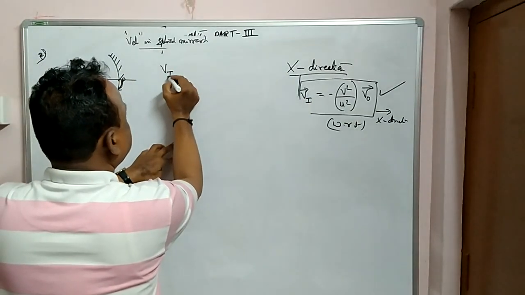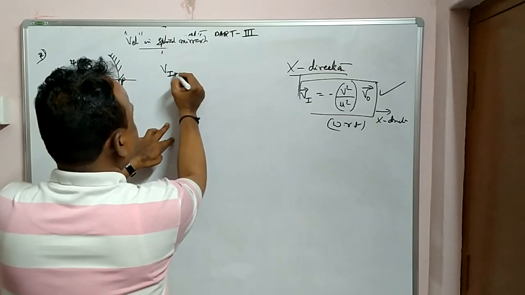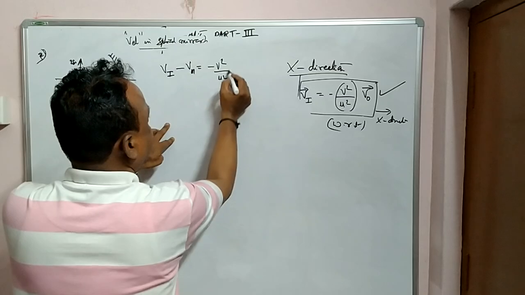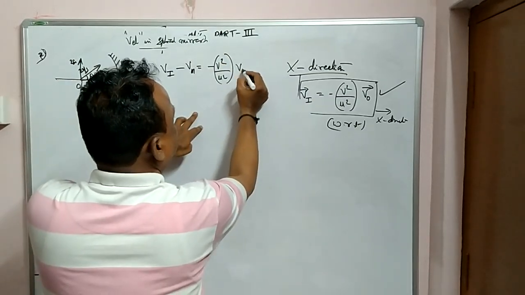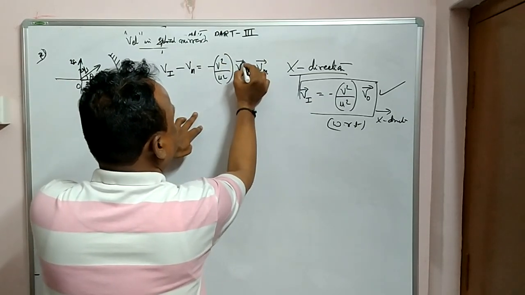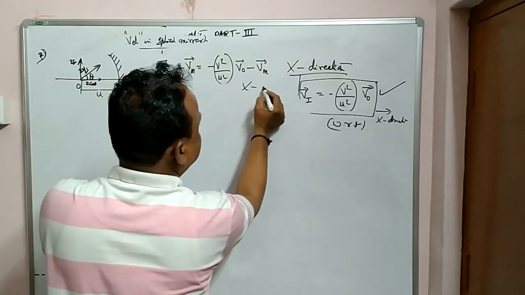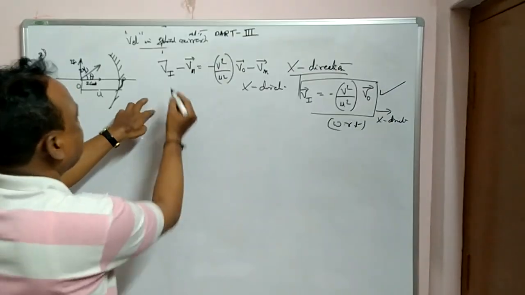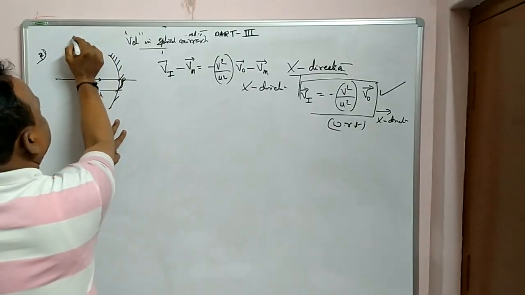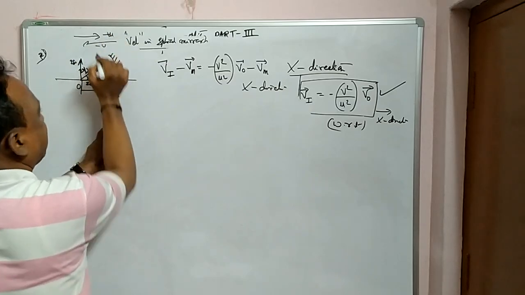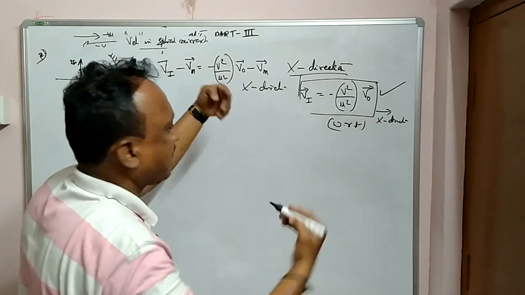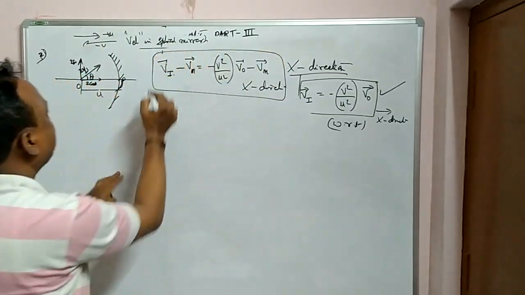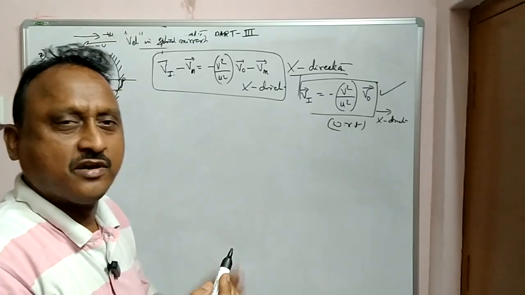First formula, velocity of the image with respect to the mirror, that is vi minus vm is equal to minus v square by u square into vo minus vm, all vectors. This is the x direction, please, because the body is moving in x as well as y direction. If the mirror moves, you can apply the formula like this. This direction positive, this direction negative. If the mirror is at rest, you can take this away, 0. So this is the formula you have to adopt for the x direction.